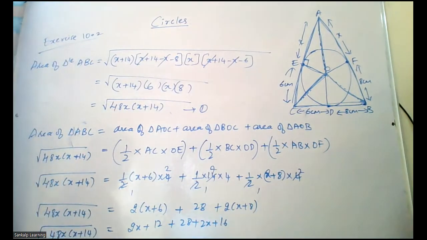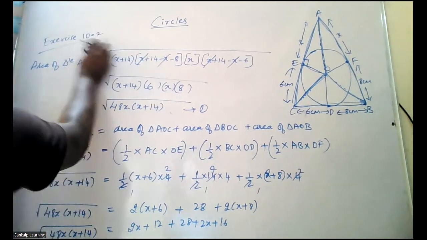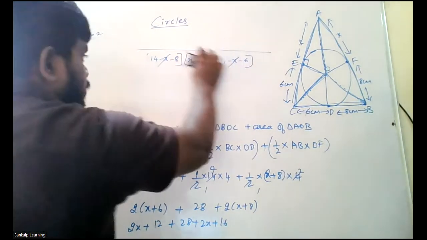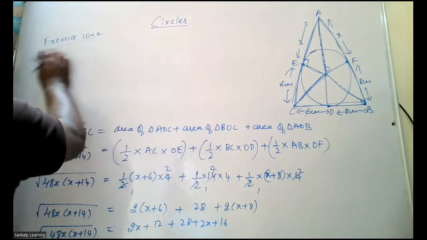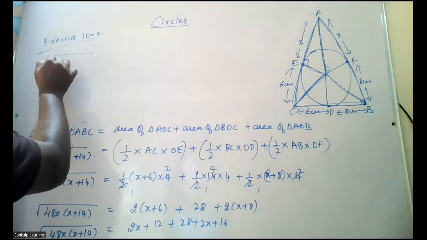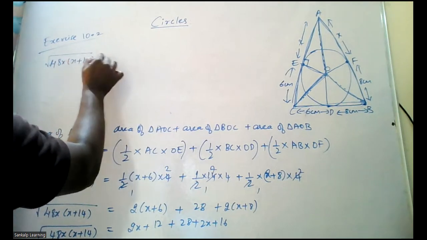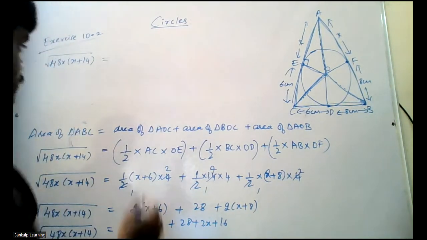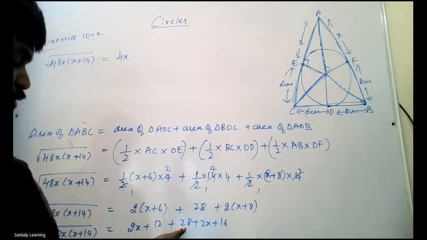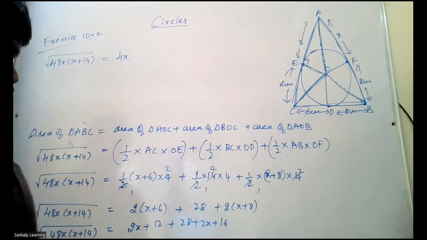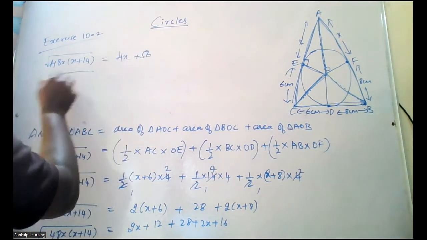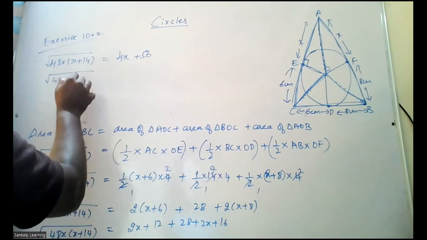Okay, so let me erase this stuff and continue. So what are we left with in LHS? Root of 48x into x plus 14 equals 2x plus 2x is 4x. Then what do we get? 28 plus 12, 40. 40 plus 16 is 56. So we get 56. So I can write this as root of 48x, x plus 14.